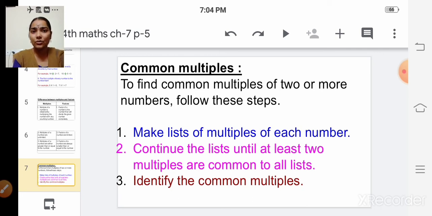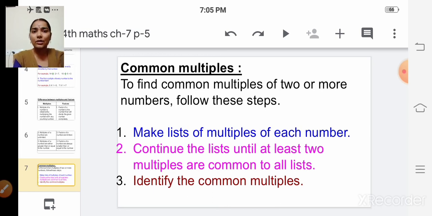That is, we have to continue finding the multiples. Okay, see, common multiples. To find common multiples of two or more numbers, follow these steps. First step, make lists of multiples of each number. So, like the common factors, here also we are going to find out the multiples of each number. Second condition is continue the list until at least two multiples are common to all lists.